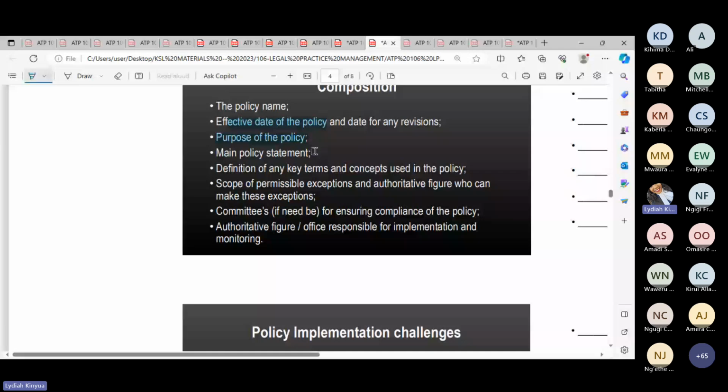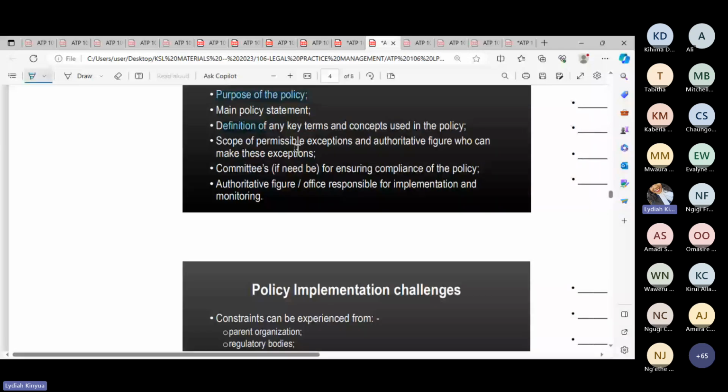But look at the sexual harassment policy, LSK one. It has been sent on the group so many times. It has definitions of sexual harassment, employees, and then scope of permissible exceptions. So basically, under what circumstances can we excuse you if you breach these particular terms? And then the authoritative figure who can make these exceptions to the policy.